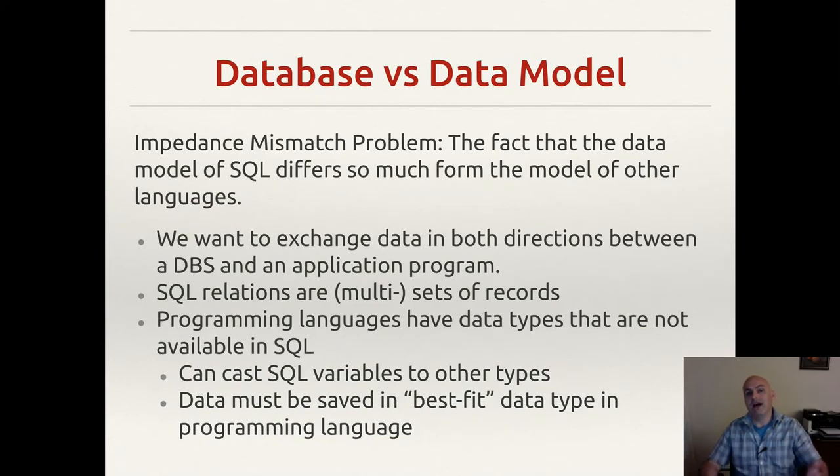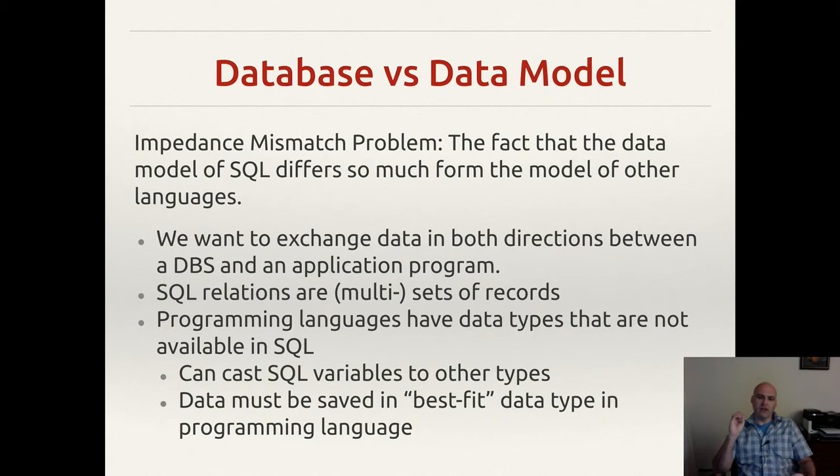The first thing we have to talk about, and we've mentioned this before, but I want to give it a formal definition, is how it is different, right? And we refer to that as the impedance mismatch problem. So the idea here is that the data model of SQL in relational, not necessarily in NoSQL, but other than in the early classes, we haven't been talking NoSQL. We've spent the vast majority of our time in relational.